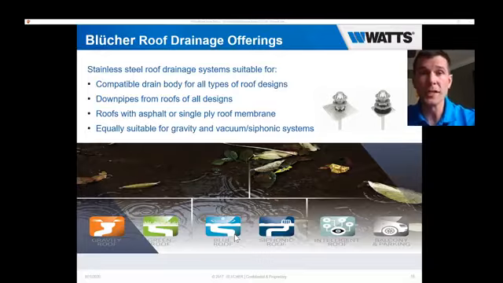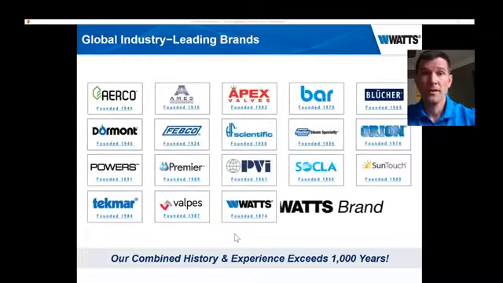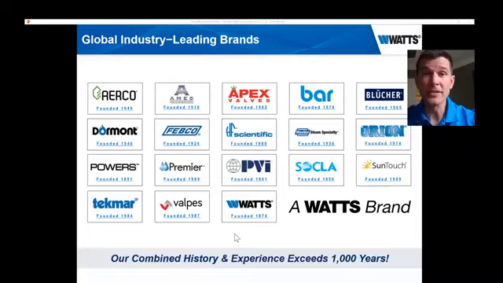BLÜCHER offers a lot more roof drainage offerings for different types of applications, whether it's green roof, blue roof, intelligent roof, and obviously gravity and Siphonic as well. We have downpipes and compatible drain bodies for all types of roof designs that are equally suitable for both gravity and vacuum/Siphonic systems. So hopefully that gave a basic understanding of the Siphonic and the BLÜCHER Siphonic system.